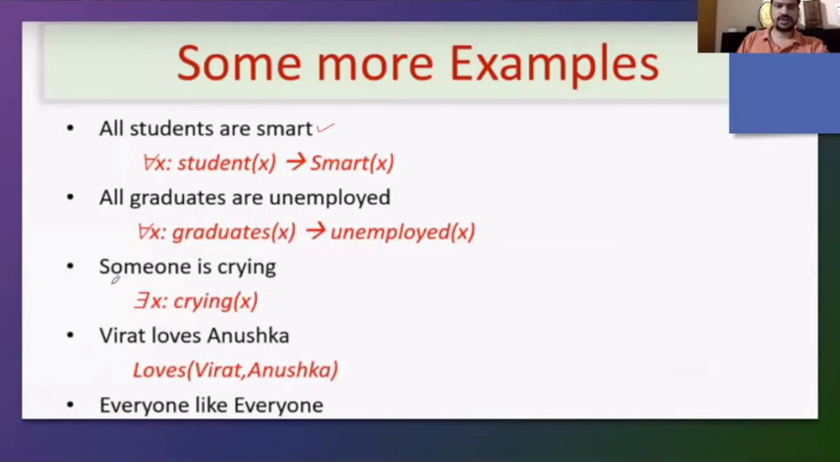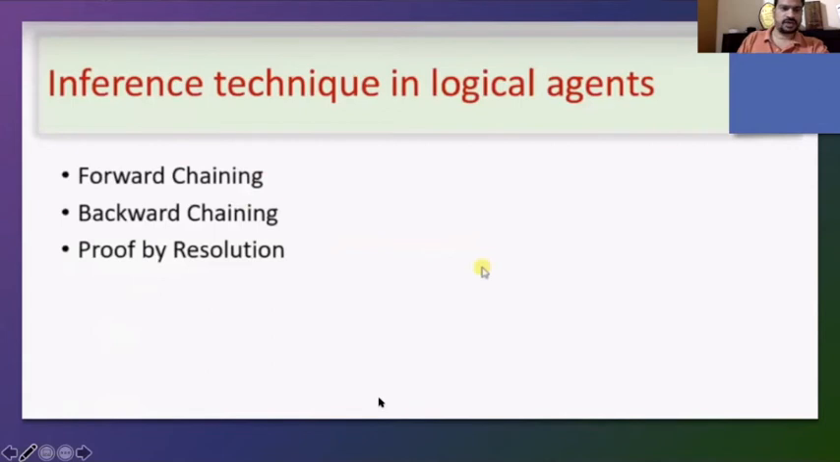Let's talk about the existential quantifier. Someone is crying. How can you write it down? There is some x, and this x is crying. Virat loves Anushka. How can you write it down in first order logic? Virat and Anushka love each other, right? So how can you write that down? Loves(Virat, Anushka). Everyone likes everyone. How can you write it down? That is how you can write it down.